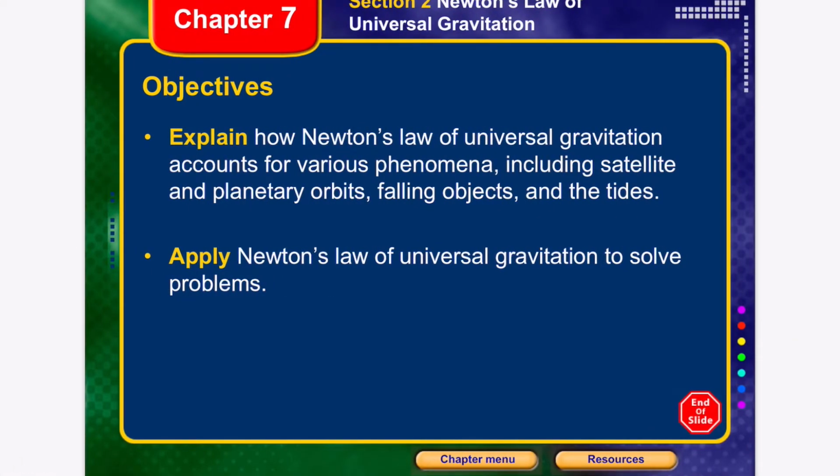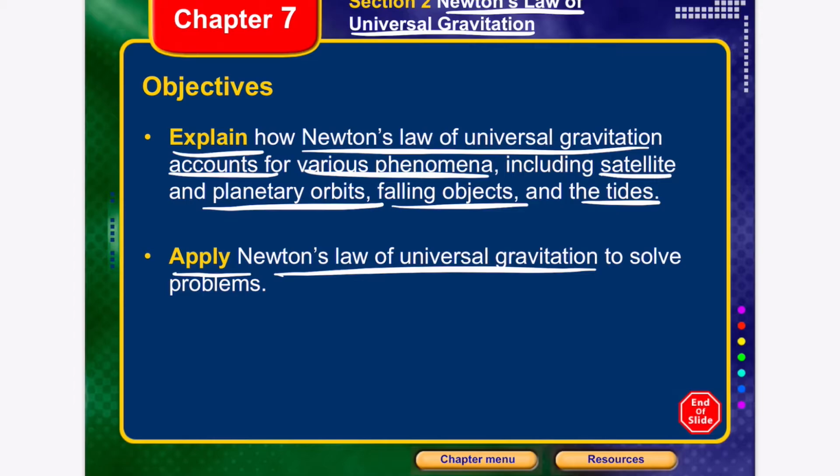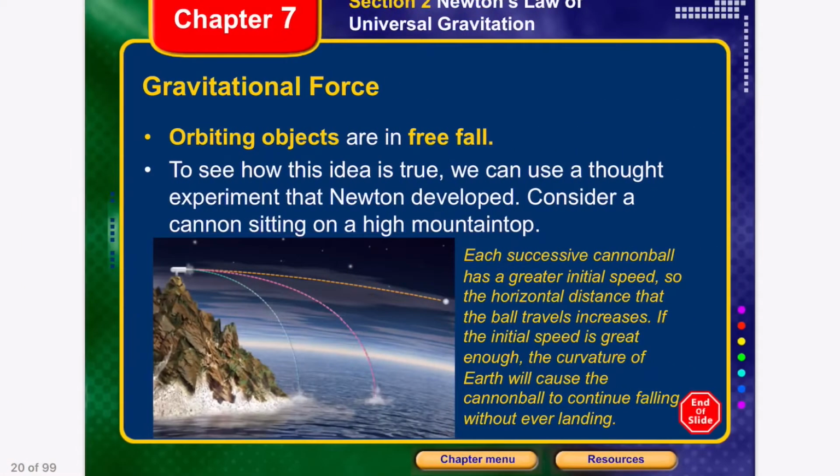Next, let's go into section 2, Newton's law of universal gravitation. In this, we are going to explain how Newton's law of universal gravitation accounts for various phenomena, including satellites, planetary objects, falling objects, and the tides. And finally, apply Newton's law of universal gravitation to solve problems. So, what is gravitational force? Generally, orbiting objects are in free fall. To see how this idea works, we can use a thought experiment that Newton developed.